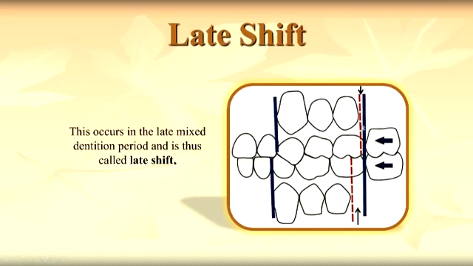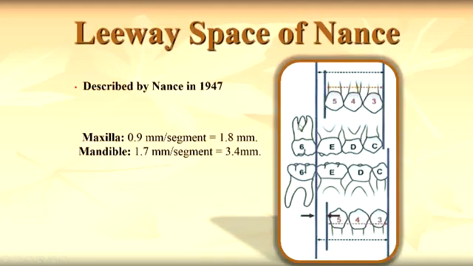Here there is a very clear difference between the dotted line and the continuous line. Leeway space of Nance. Dr. Nance defined the leeway space in 1947. Maxillary: 0.9 millimeter per segment, equal to 1.8 millimeter for the arch. In the mandible: 1.7 millimeter per segment, equal to 3.4 millimeter for both sides of the arch.